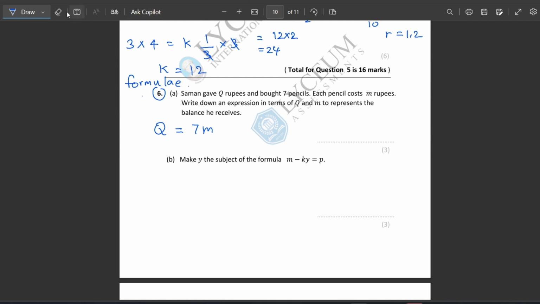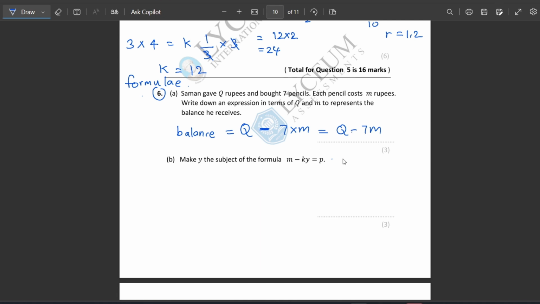Okay, so we want to know the balance. Balance equals, he gave Q rupees. From that we have to subtract the price of 7 pencils. So Q minus 7M is the balance he receives.